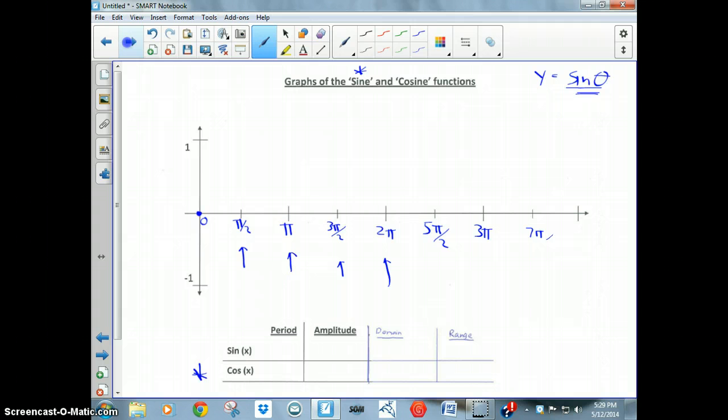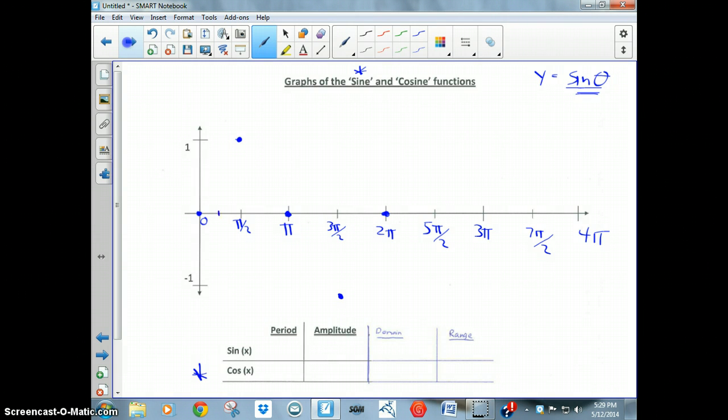This is 7 pi over 2, and this is 8 pi over 2, or 4 pi. Now, if I plot my dots, at 2 pi we were at 0. At pi we were at 0. At pi over 2 we were way up at 1, if you remember our table. And at 3 pi over 2 we were down at -1.